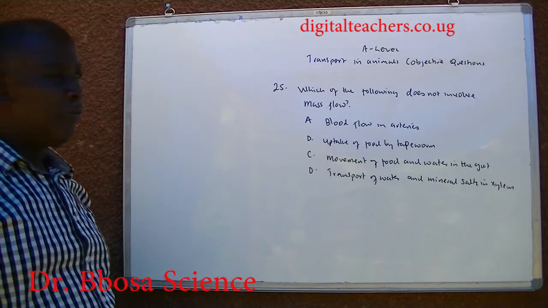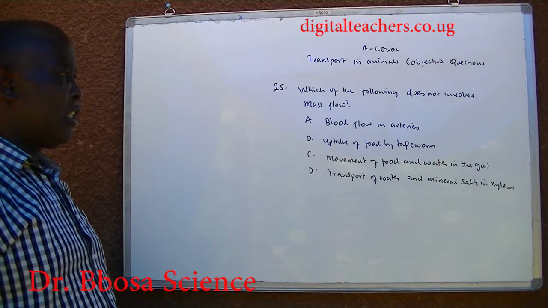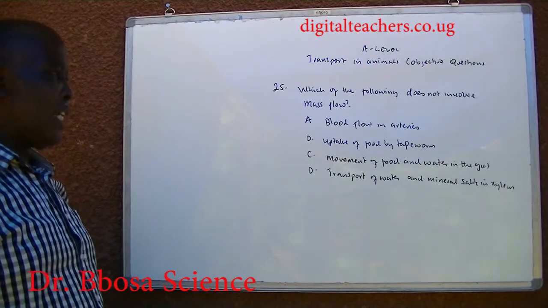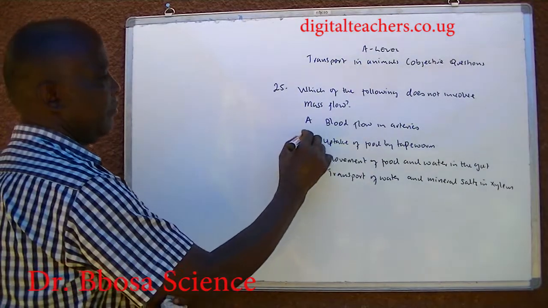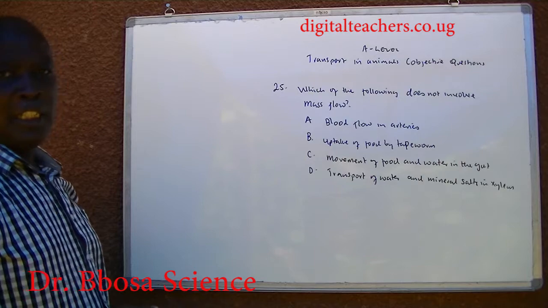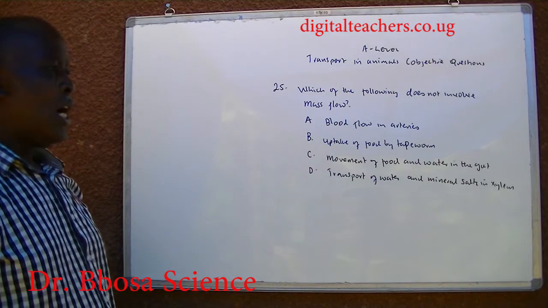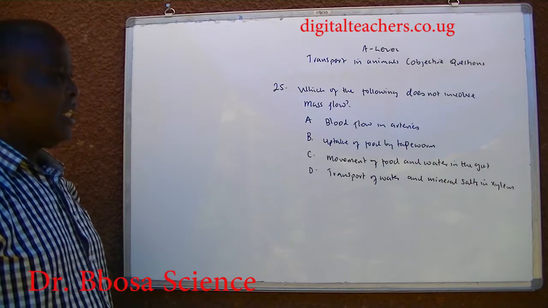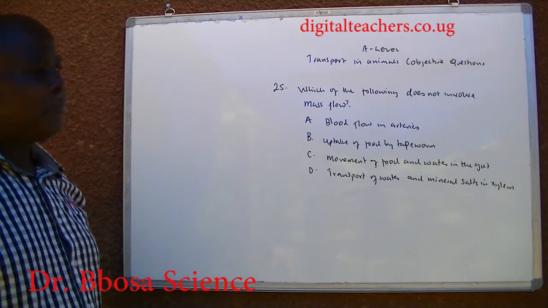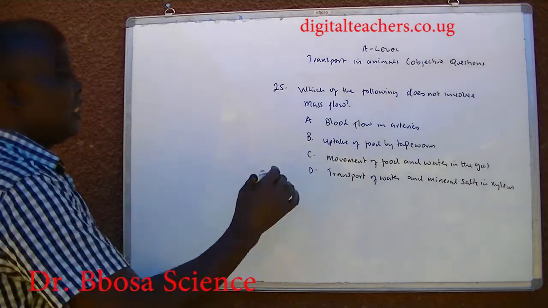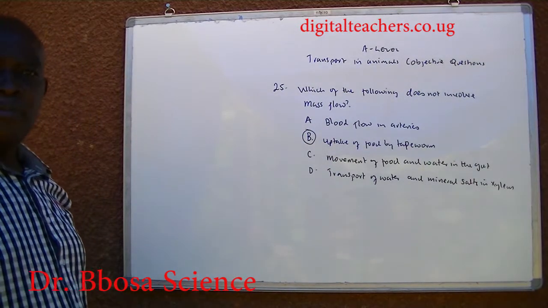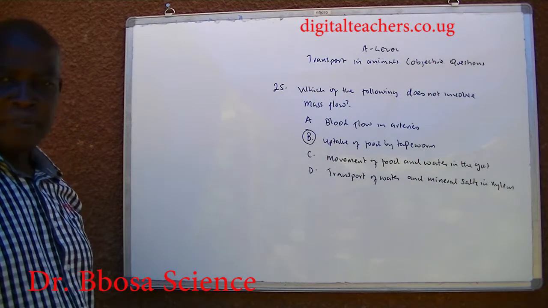Number 25. Which of the following does not involve mass flow? A. Blood flow in arteries. B. Uptake of food by tapeworm. C. Movement of food and water in the gut. D. Transport of water and mineral salts in the xylem. You can pause and answer. The answer is B. Uptake of food by the tapeworm is by diffusion.